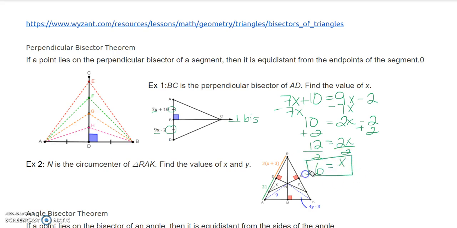So we have found x. X is equal to 6 based on what we know about perpendicular bisectors. Okay, example 2. N is the circumcenter.